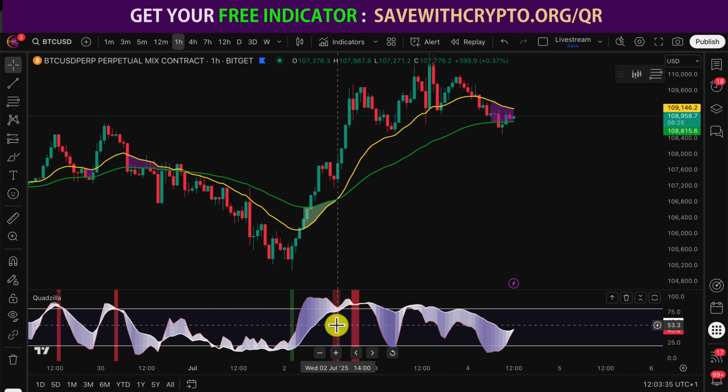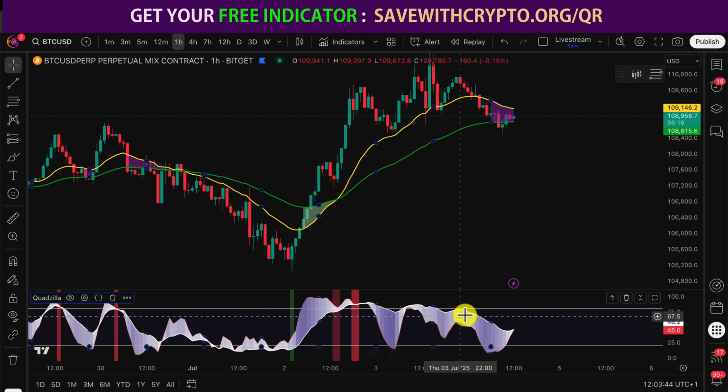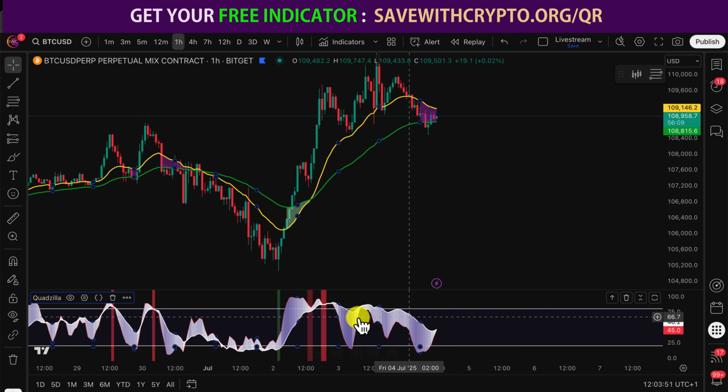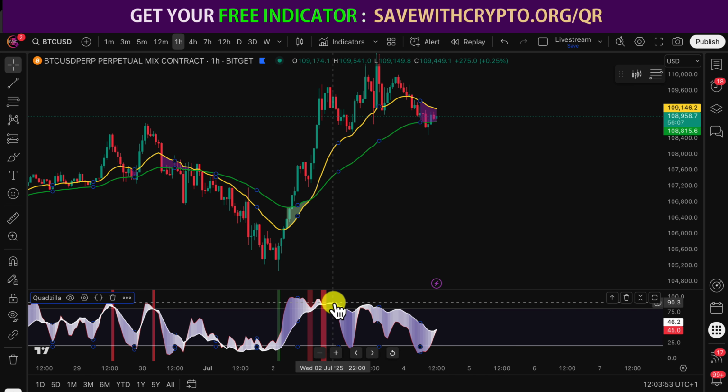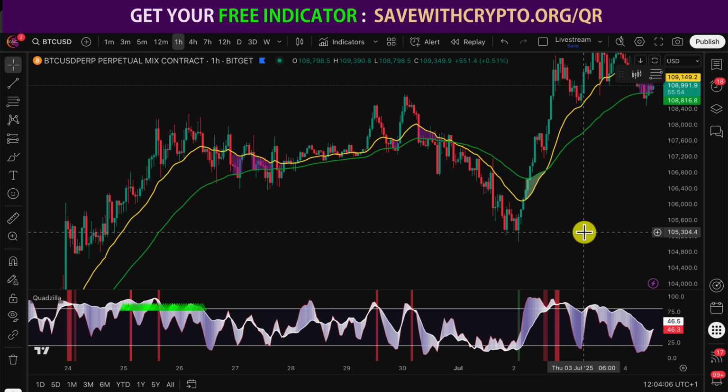Down here in the momentum indicator, what we have is this thing that we call a convergence band. This is created by 4 different stochastic momentum oscillators, and what you're looking for here generally is when it squeezes up above this 80% line or below this 20% line, and that's normally when you see the change in trend.